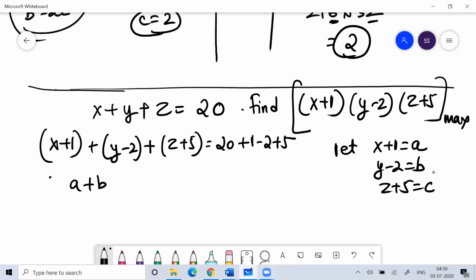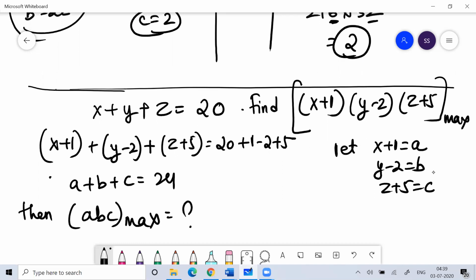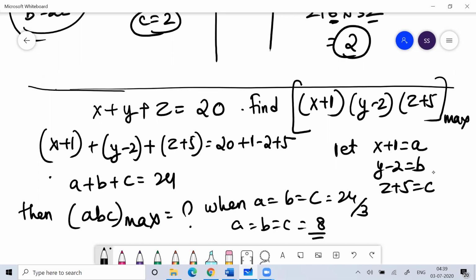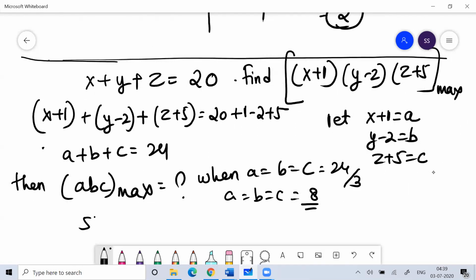So I can say a plus b plus c is equal to 24. And what I want is the maximum value of ABC. You know that if the sum is constant, then you will get the maximum value when all are equal, when A is equal to B is equal to C. That can be 24 by 3, so A, B, C all are equal to 8. What will be the maximum value? 8 cube, that is 512. Very simple. You can do this problem.